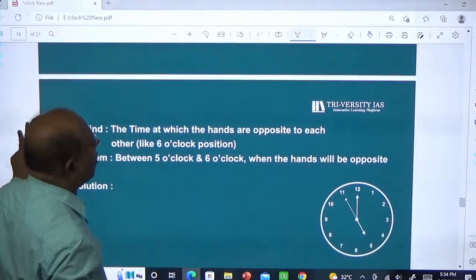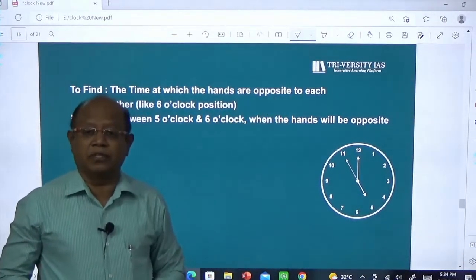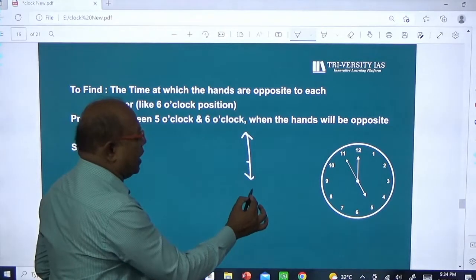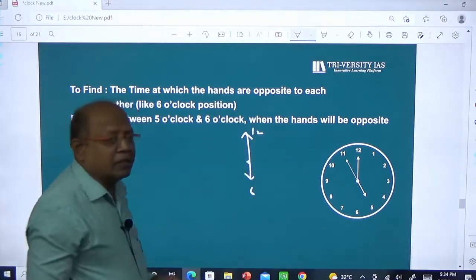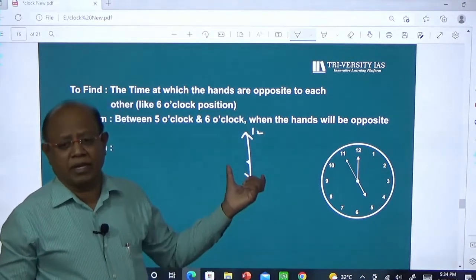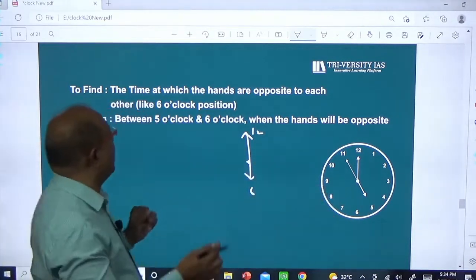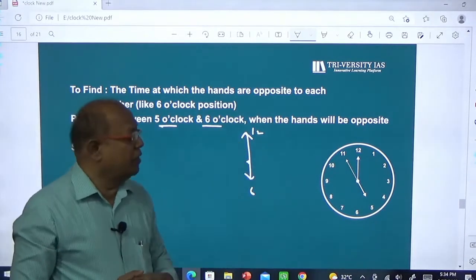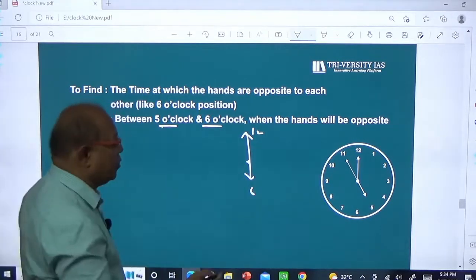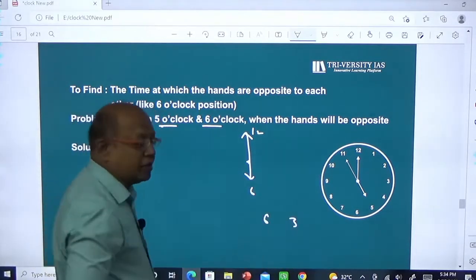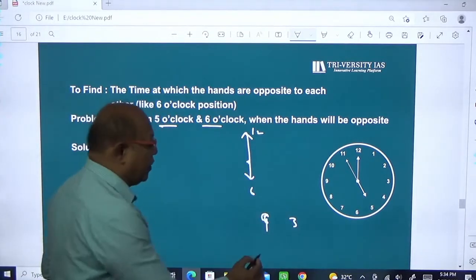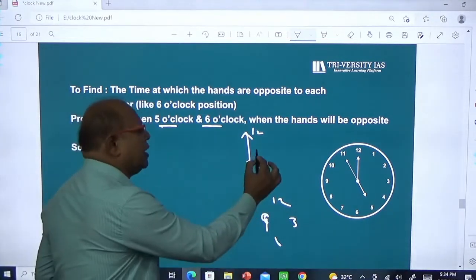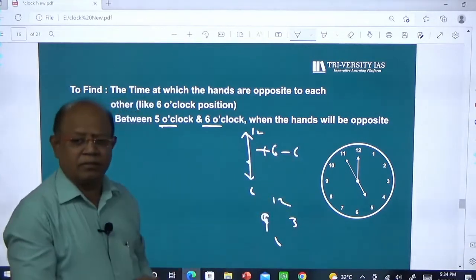Now let us see how to find when the hands of the clock are opposite. At 6 o'clock we can see it is the opposite direction. 6 o'clock is the actual opposite. Now this opposite happens everywhere, not only one time. Suppose between 5 o'clock and 6 o'clock, when are they opposite? Before that, we have to see what is the opposite number. Suppose here 3, the opposite number is 9. For 6, the opposite number is 12. That means to get the opposite number, we have to either add 6 or subtract 6. You will get the opposite.